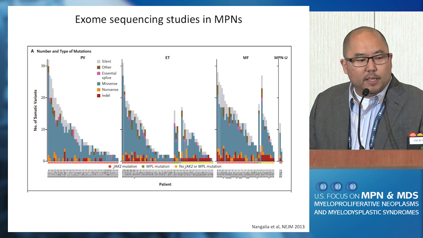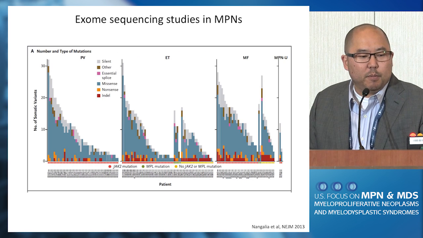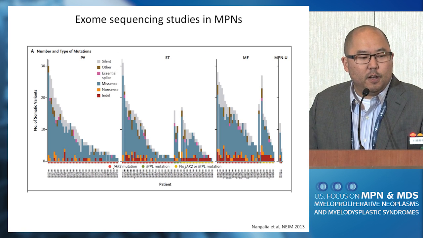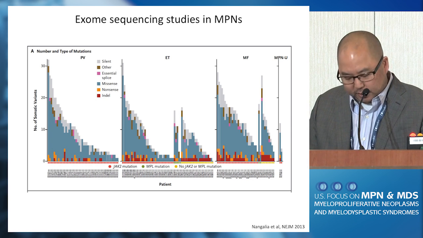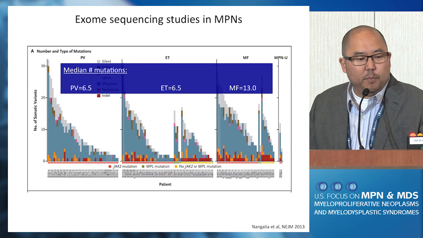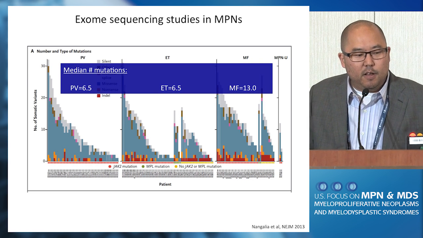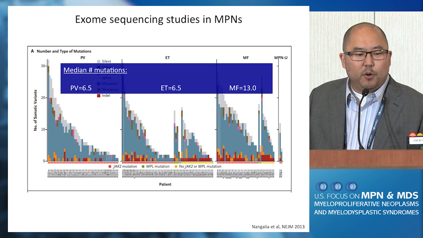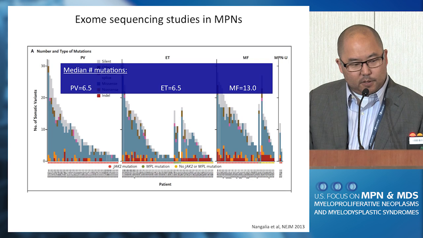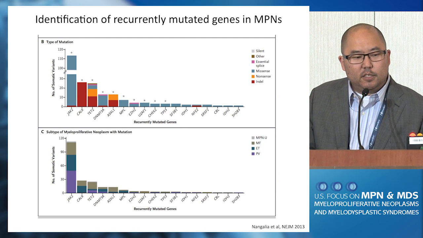But looking more broadly across the MPNs, this is probably the best example of a large exome sequencing study in the MPNs. Here they are showing PV, ET, and myelofibrosis, about 40 patients in each group. One of the points I'll emphasize is that the number of mutations identified is different depending on the MPN subtype. So myelofibrosis has more mutations, about 13 is the median number. PV and ET have fewer, about 6.5. So the number of mutations differs. The spectrum of mutations is also different, although there's a lot of overlap.